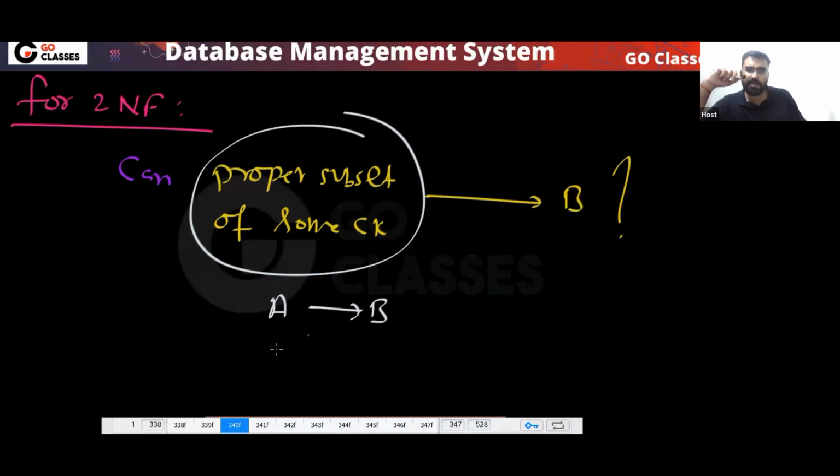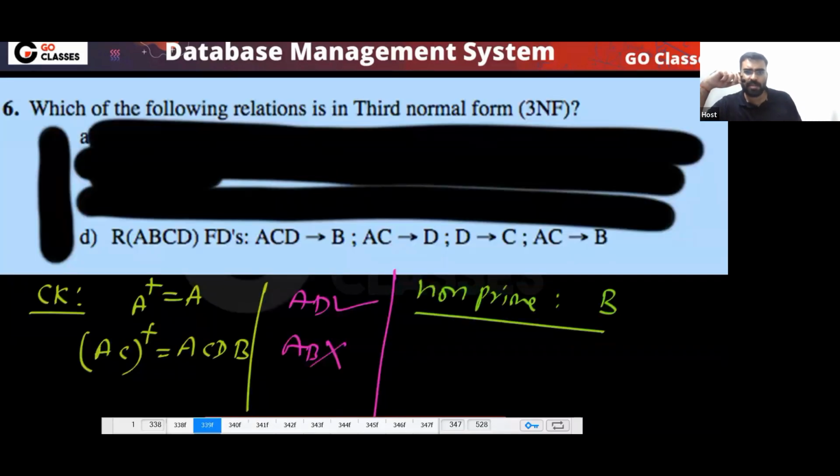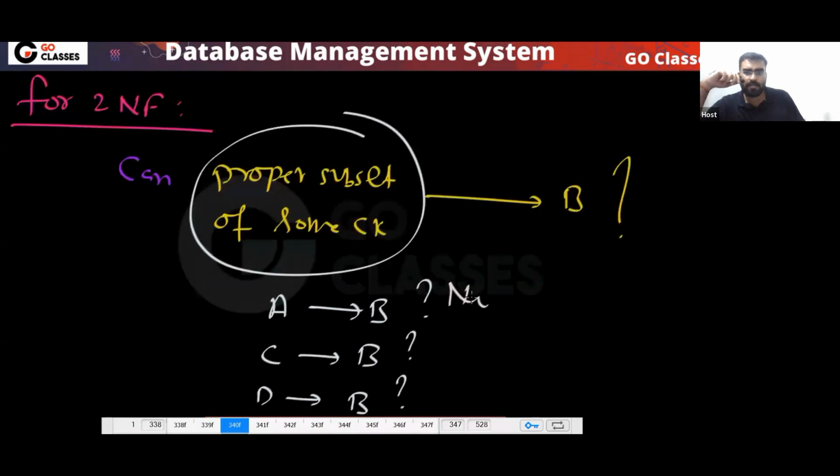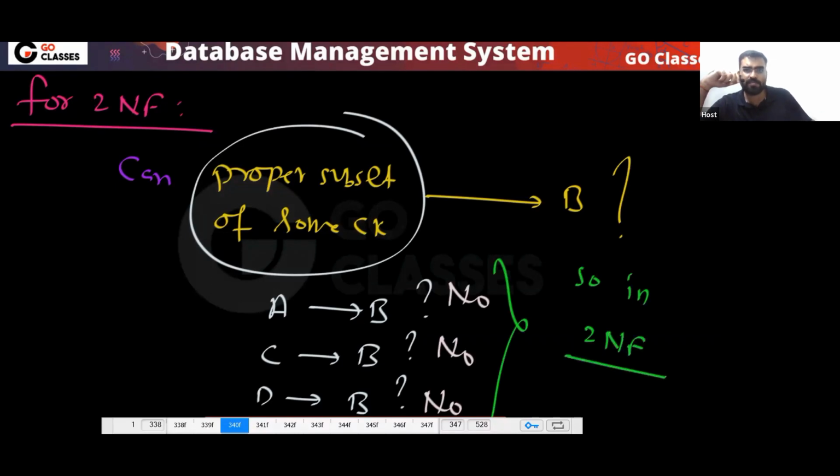Tell me, can A determine B? Can C determine B? Can D determine B? Can A determine B? No. Can C determine B? No. Can D determine B? So no. So what does it mean? It means there is no violation. So the relation is in 2NF.